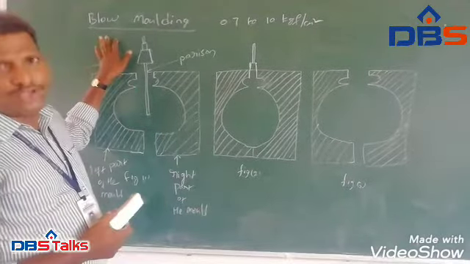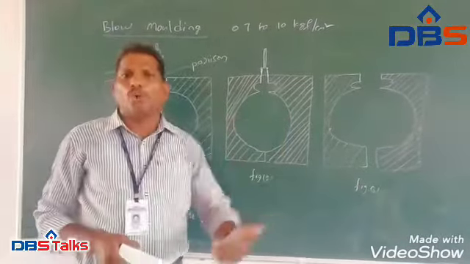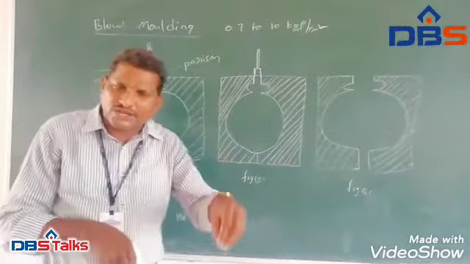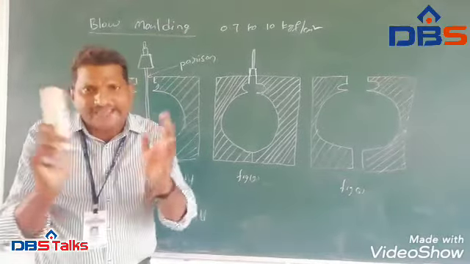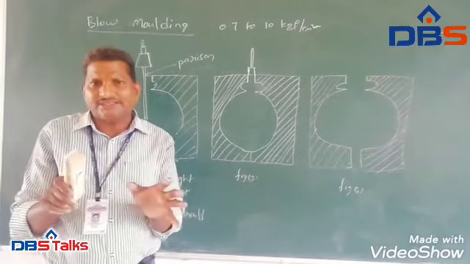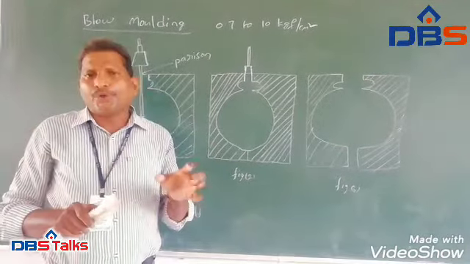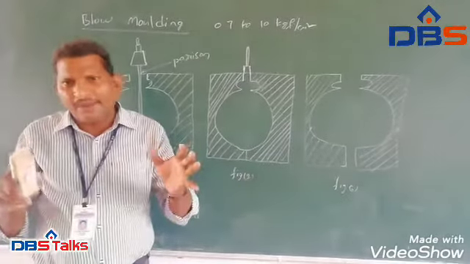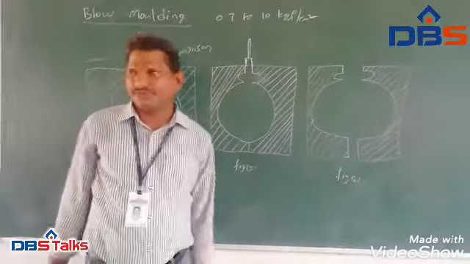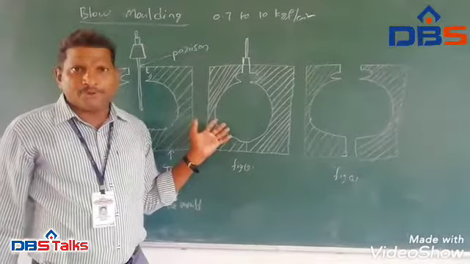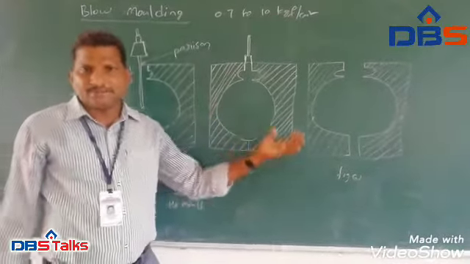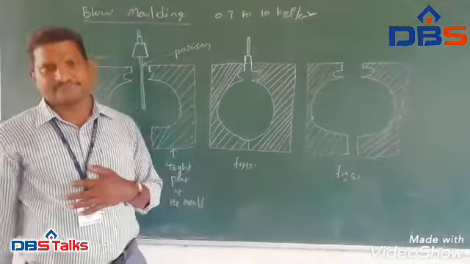How did this term come? Blow means air blow. Air blows into this parison with the required pressure, which causes the expansion of the parison and fills the entire cavity, and the produced good will be the same shape as the cavity. In this way, we will produce it. By using this, we can produce cans, dolls, and certain bottles like this.